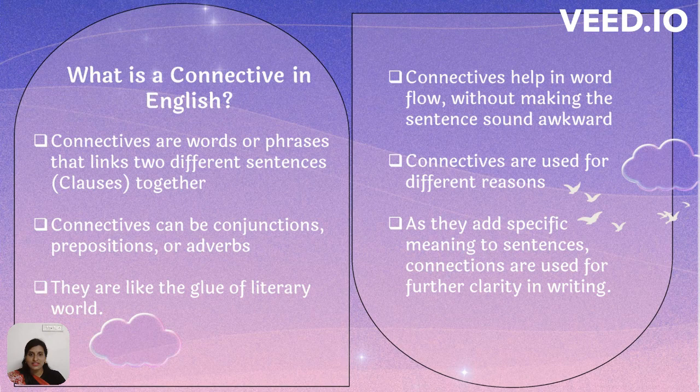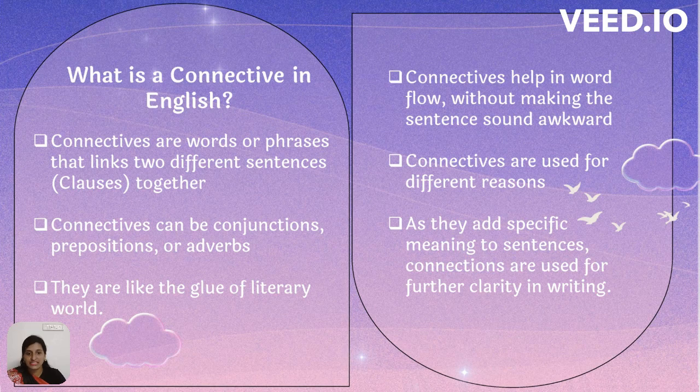Connectives can be conjunctions, prepositions, or adverbs. They can also be referred to as the glue of the literary world, meaning they play a pivotal role in connecting two sentences, ideas, or clauses together and provide a better clarity of meaning. Connectives help in word flow without making the sentence sound awkward, which means when we add connectives in the sentence, it enhances the meaning.